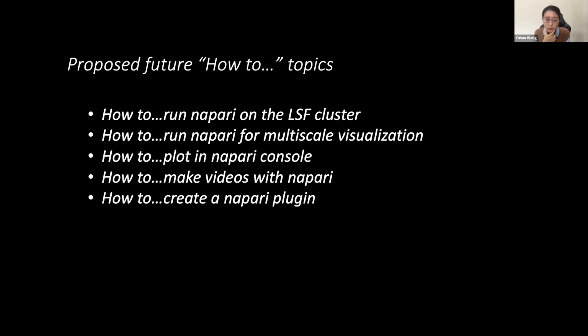And also how to run Napari for multi-scale visualization, because I know that Napari can run an image pyramid, but I am not sure if the N5 can be easily converted to an image pyramid and run with Napari. That would be quite nice so that we can see the images at different scales rather than what I'm doing, kind of cropping the image. And also how to plot in the Napari console. So if we can do what I just did with Plotly in the console and select the cells there, that could also be quite nice.